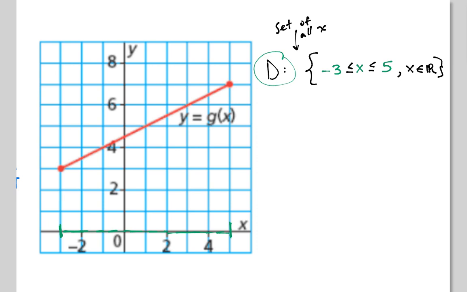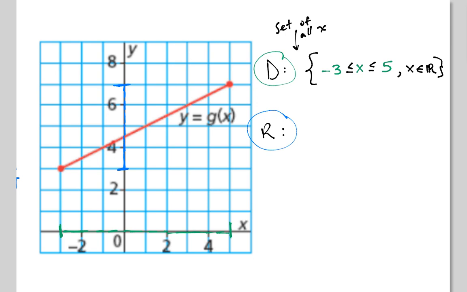Okay, and x is an element of R. Okay, let's do the range. Let's do this one in blue. What would we shade? From 3 all the way to 7. See where that function lives vertically? What's the lowest point for this thing? 3. And what's the highest point?